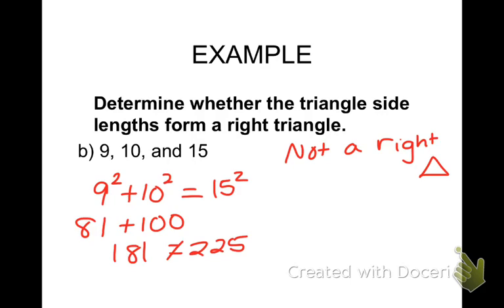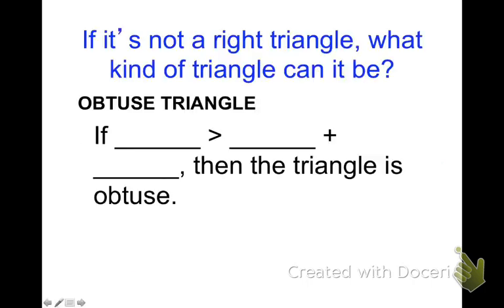If my c squared ended up being larger than the sum of a squared and b squared, what type of triangle will we have? Obtuse. If my c squared was smaller, we would have acute, right? So you can envision it. C is bigger, it's got to be obtuse. If C is smaller, it's got to be acute. So go ahead and fill in these blanks.